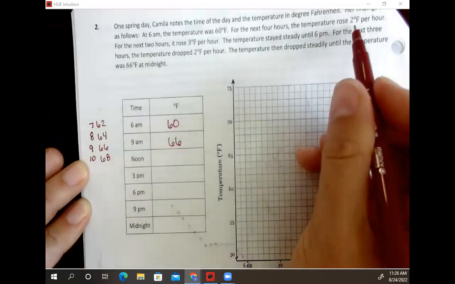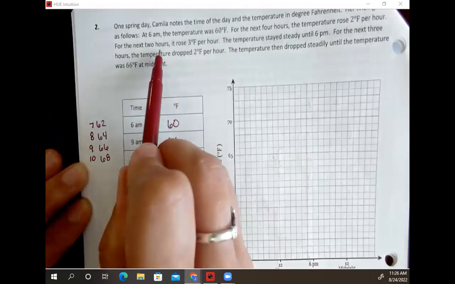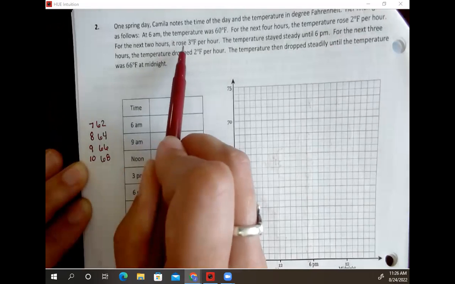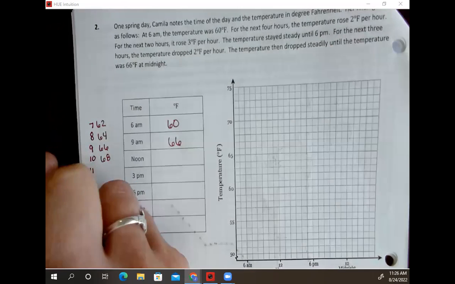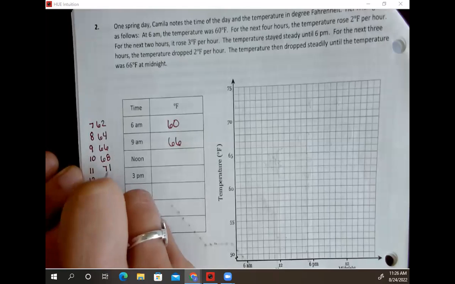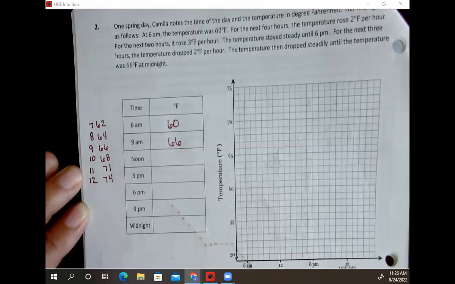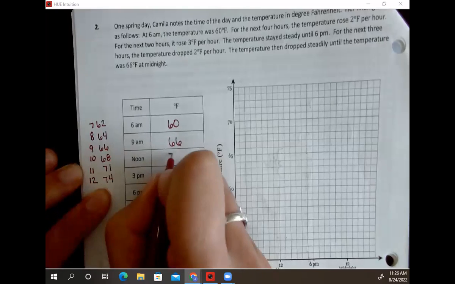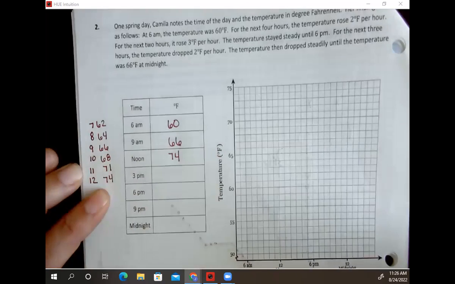Temperature rose 2 degrees per hour. For the next 2 hours, it rose 3 degrees per hour. So 11 and 12, we're going to go up 3 degrees. That would be 71 and 74. Noon is in my table, so I'm going to go ahead and put that 74 degrees in my table.